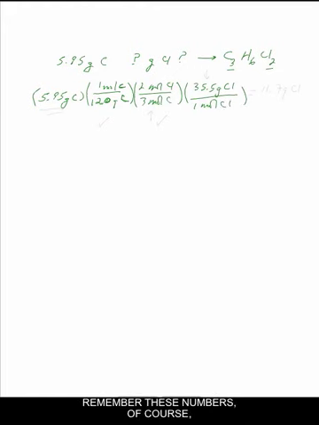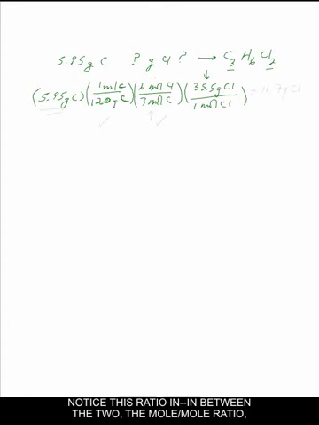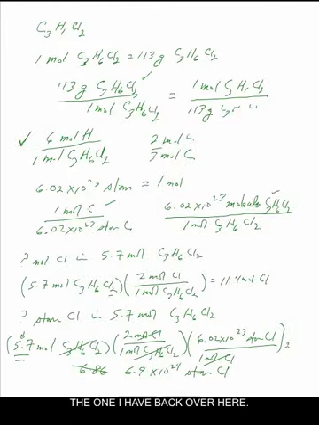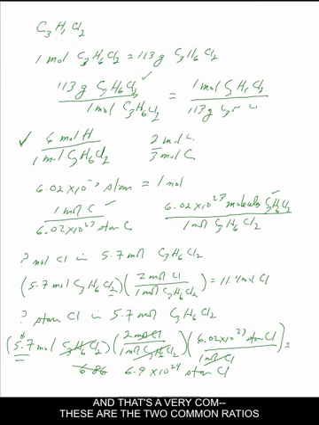Remember, these numbers, of course, I'm getting off the periodic chart. Notice this ratio in between the two, the mole-mole ratio, is found in the formula. It's a subscript ratio. The other 2 ratios are molar mass ratios, analogous to the one I have back over here. And these are the 2 common ratios that are used in many of these calculations.